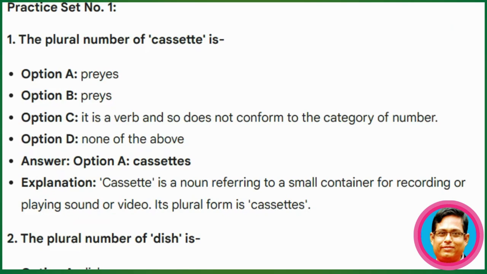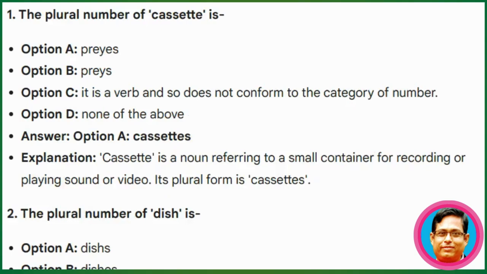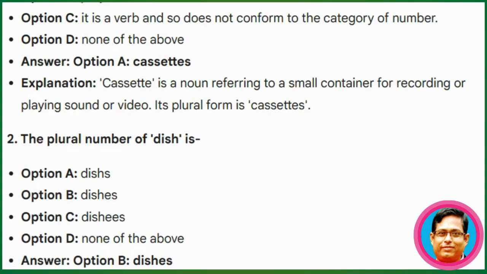1. The plural number of cassette is option A, praise. Option B, praise. Option C, it is a verb and so does not conform to the category of number. Option D, none of the above. Answer, option A, cassettes. Explanation, cassette is a noun referring to a small container for recording or playing sound or video. Its plural form is cassettes.